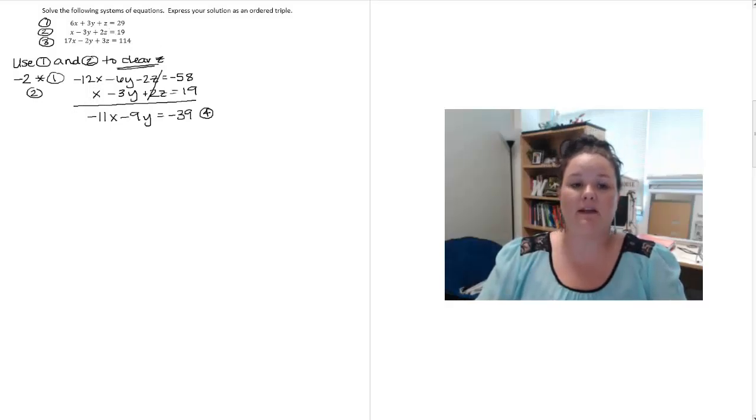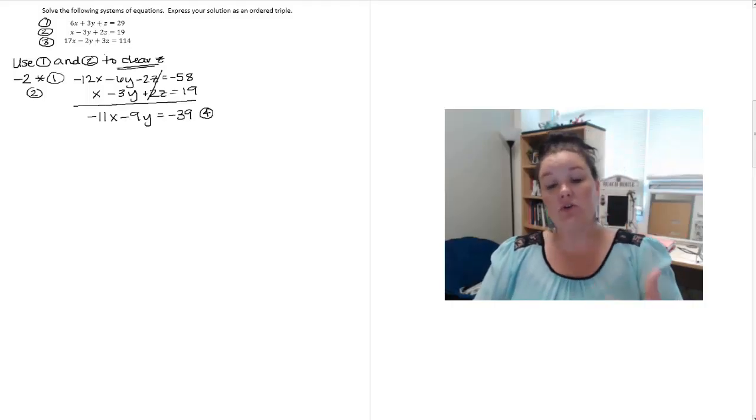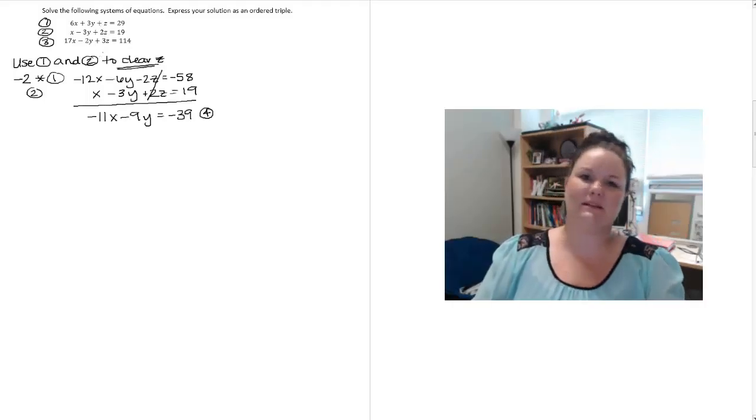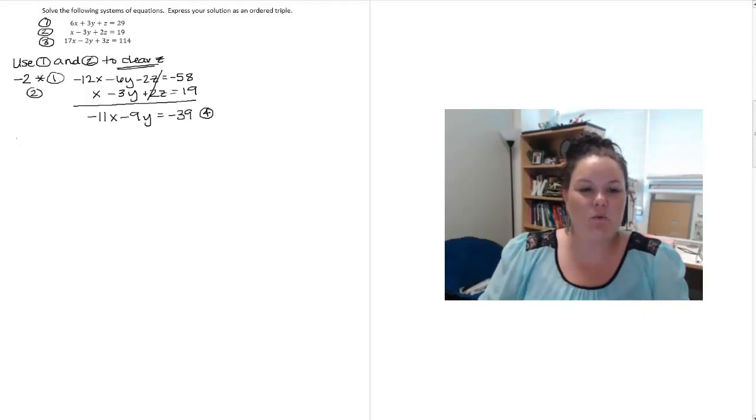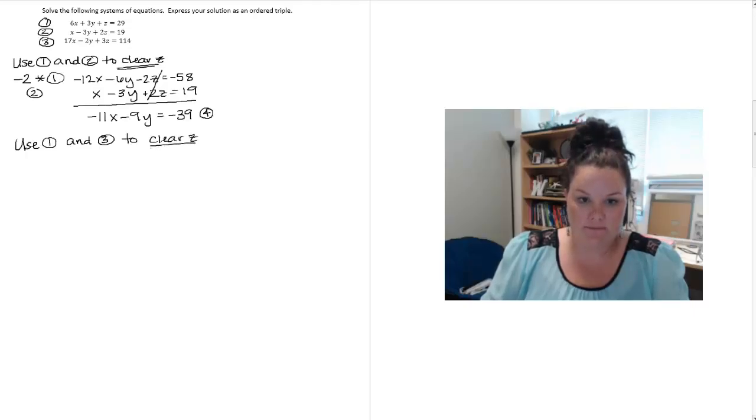I'm going to go ahead and pick equation 1 and 3 because I can easily see that by multiplying equation 1 by -3, then my z's will cancel out. So you get to choose the pairing, but always pick the pairing that requires you to do the least amount of work, obviously. So we're going to say use equation number 1 and equation number 3 to clear z.